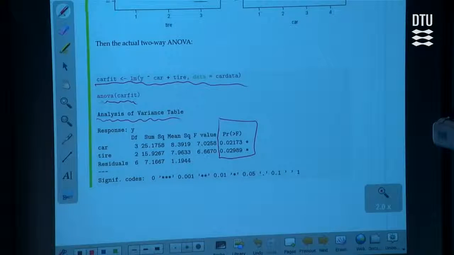Are the tires different in terms of fuel economy? Yes or no? Yes, they are. Are the cars different? Yes, they are. Why do we say yes? Because those 2 p-values are less than 5%. Usually we are told to use 5% level. If no one tells you, actually R uses by default the 5% criterion.